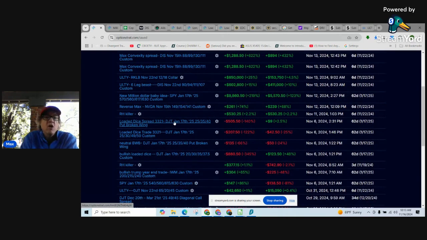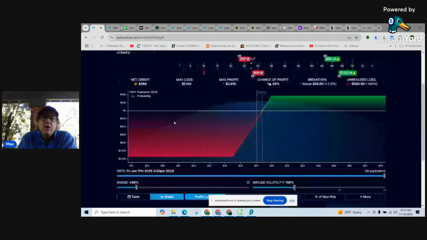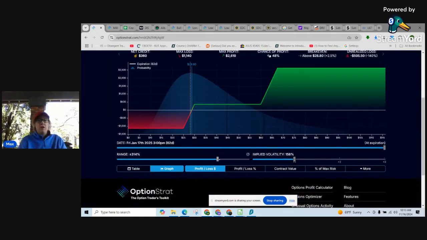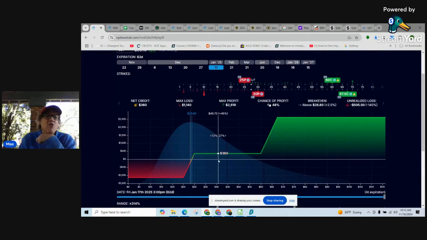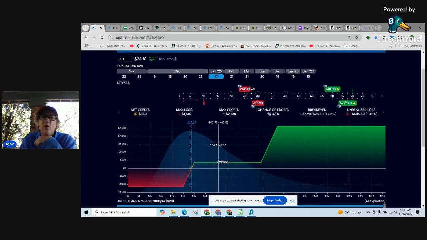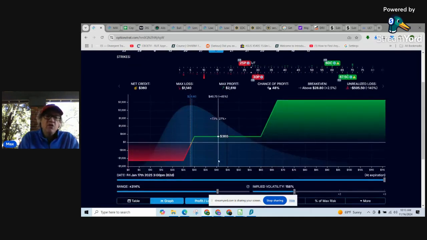Okay, here's a loaded dice spread that did not work out. I don't always win. Let's see what the hell's going on. This was a bullish bet on DJT. This was another thing I did on election day. I thought, okay, because Trump got elected, maybe this thing does go to 100 or something. How's a way that I can play that I can afford to play? This is what I came up with. Since then, I think DJT's price has fallen, but it's not that big a deal.